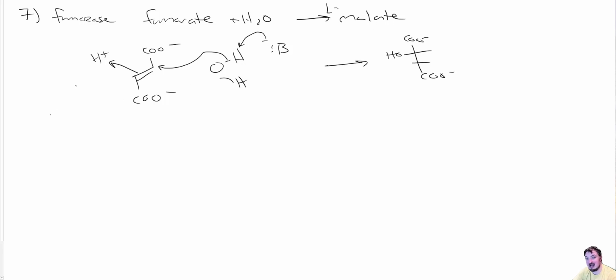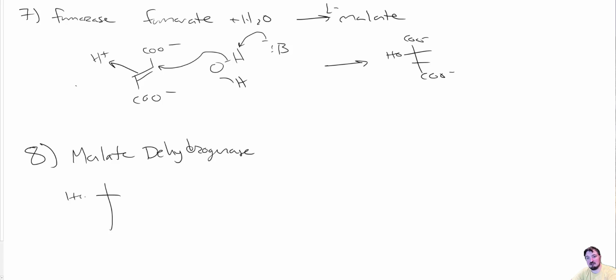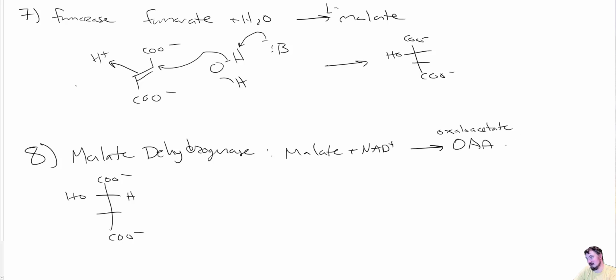And that malate now needs to be oxidized. Malate dehydrogenase. This is the first mechanism we ever learned in biochem in terms of redox, where we are just going to pull off a hydrogen and transfer onto NAD. So malate plus NAD goes to OAA, oxaloacetic acid, or oxaloacetate, plus NADH. NAD.